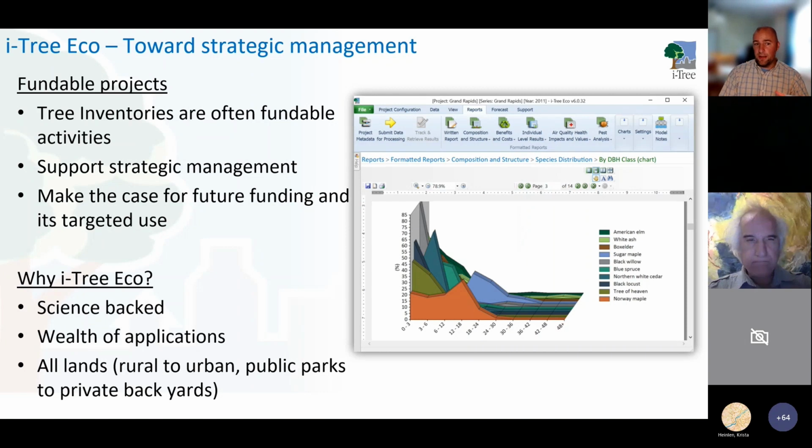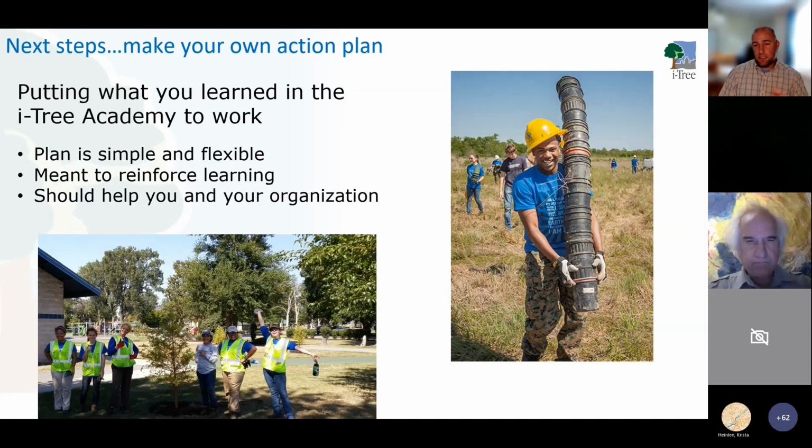So just understanding that and knowing that there are opportunities to fund those large projects, you can really do a lot to get a ton of useful information to strategically manage your urban forest. And that's all I want to say about the funding stuff.